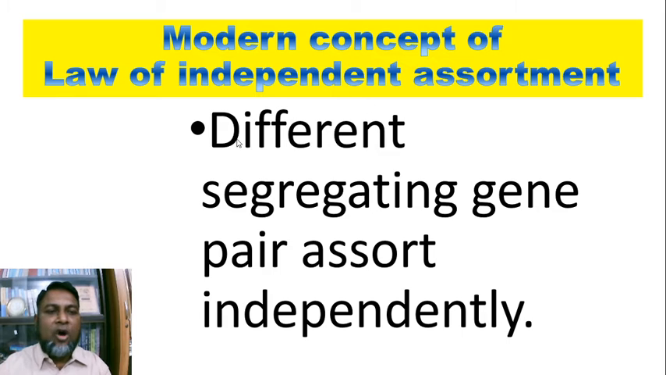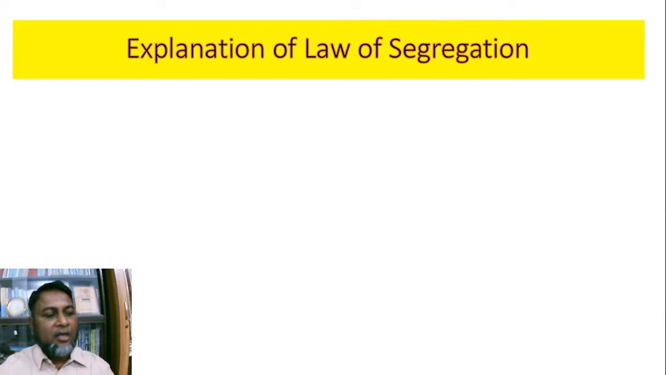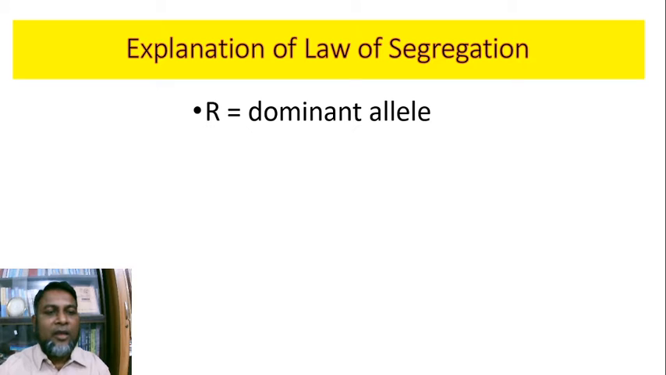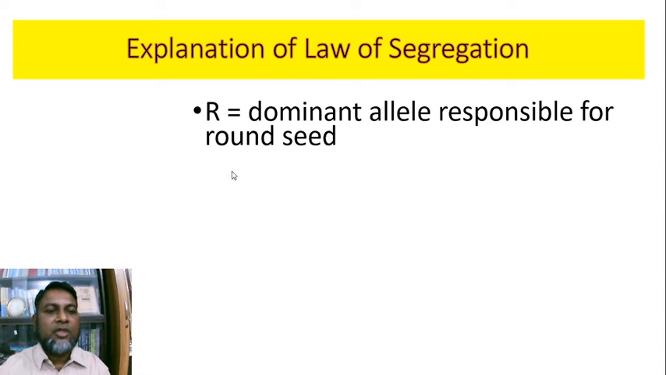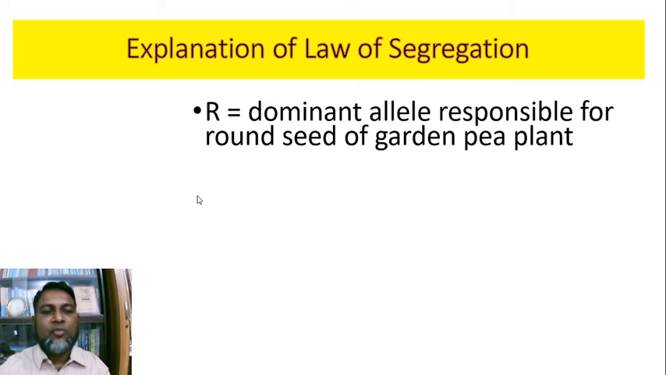Modern concept of the law of independent assortment. In brief, different segregating gene pairs assort independently. At first, an explanation of the law. Here we use capital R and small r in this example for explanation of genetics.